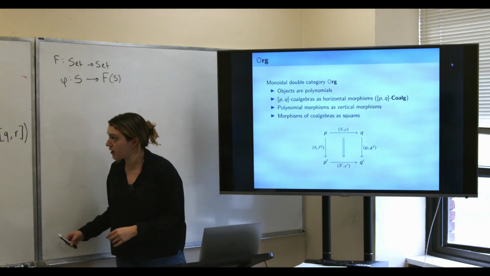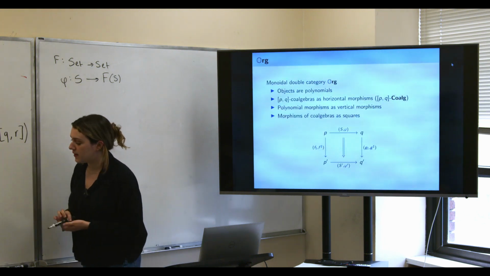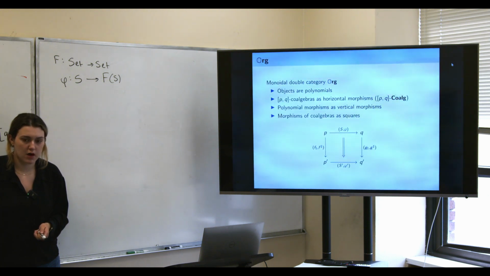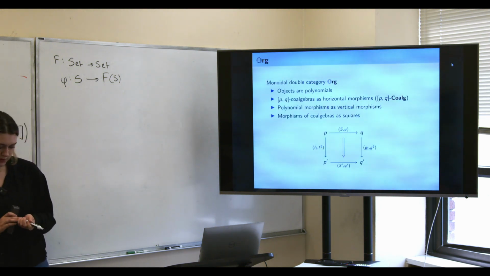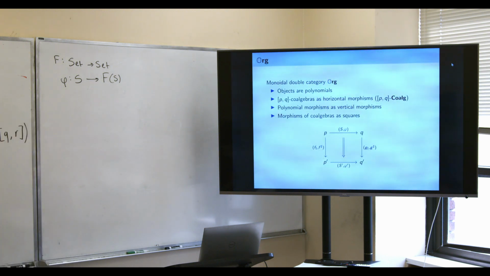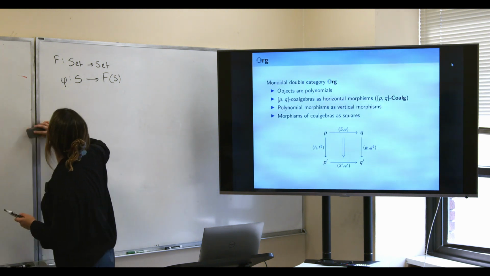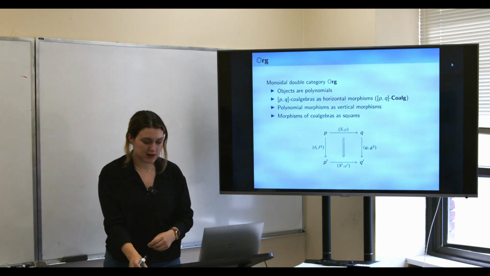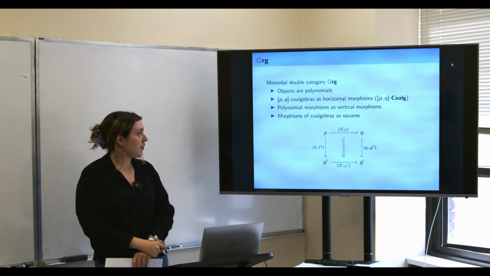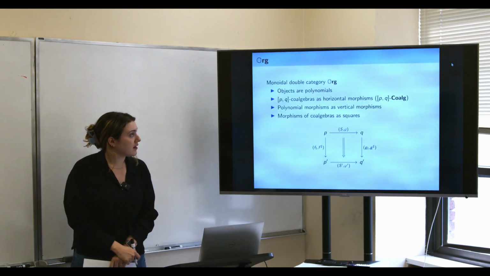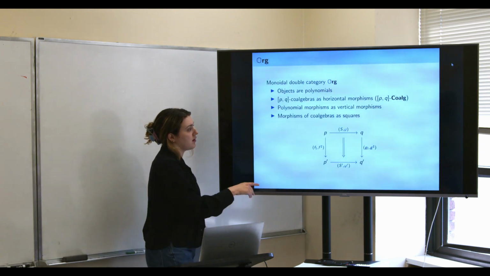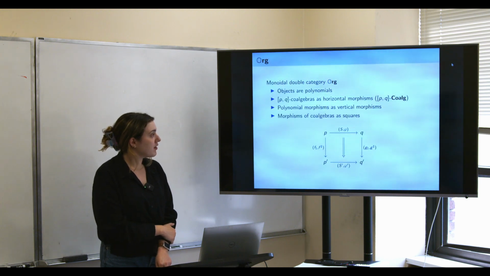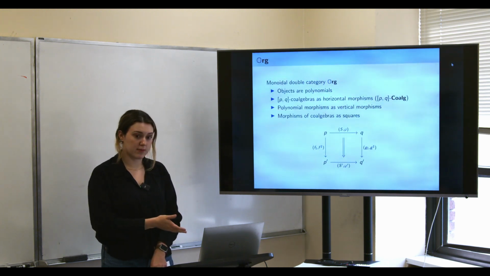Okay, so what is the monoidal double category Org? David has actually talked about Org in a couple of previous talks in this seminar, so I'm going to give a little summary. Org is a monoidal double category, so its objects are going to be the same thing as the objects of Poly. The horizontal morphisms are the PQ coalgebras. So here, this is a coalgebra. The vertical morphisms are just polynomial morphisms, and then for your squares, you have morphisms of coalgebras.